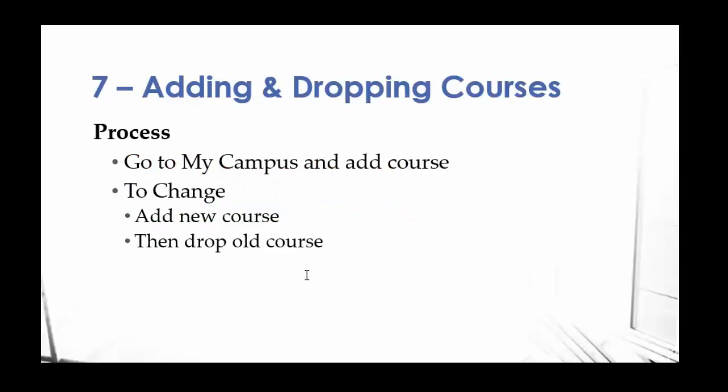Finally, just a quick suggestion. We get this question all the time. When you want to add a course, you go to My Campus and add a course. But sometimes you add a course and you think, no, I don't want to take that course. And then you want to change it. Well, you can't delete the course first. You're required to add a second course, and then drop the old course. That's just how the system works. Just wanted to throw that tip out to you.